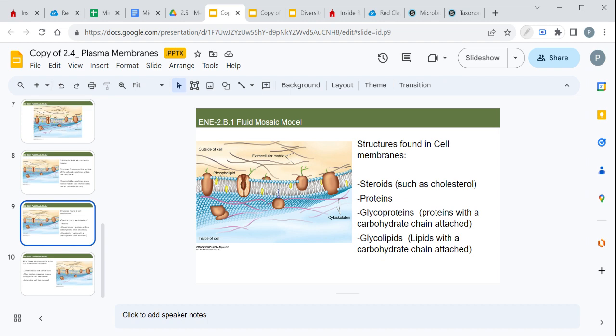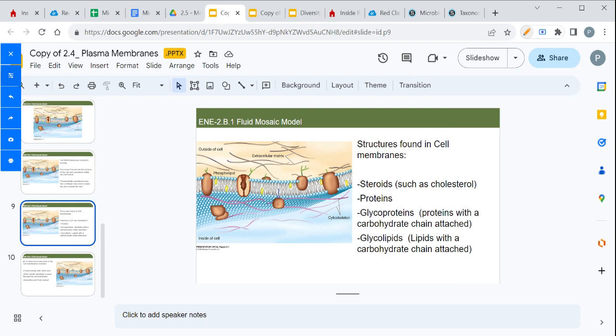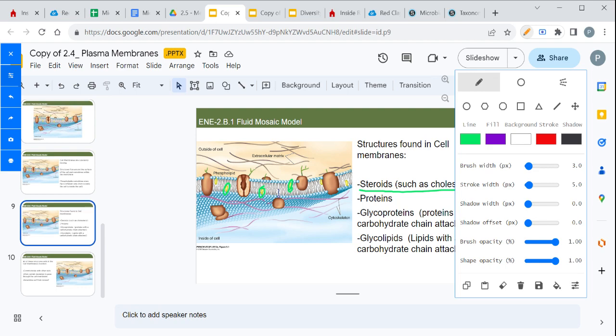So you have steroids, which are cholesterol, right in here. If we take a look at this, these little tiny yellow globule things right here are going to be your steroids. That's your cholesterol. They're just there to help out with fluidity.